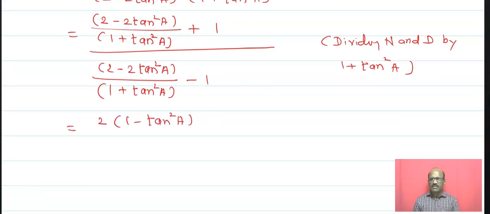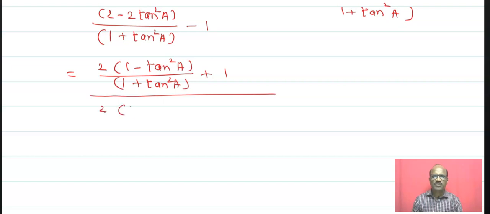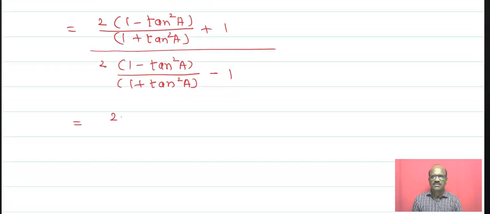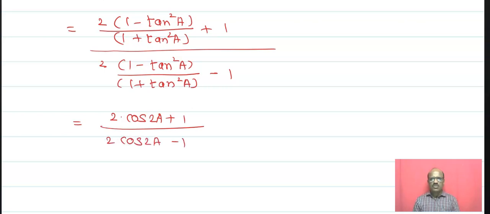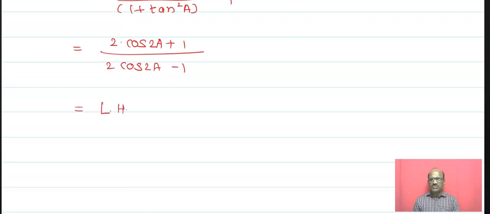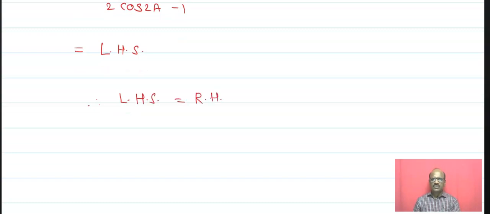Therefore, take 2 as common from the 2 minus 2 tan square a. To the denominator, take 2 as common, 1 minus tan square a upon 1 plus tan square a minus 1. Now what is the value of 1 minus tan square a upon 1 plus tan square a? It is nothing but cos of 2a, plus 1 and 2 cos of 2a minus 1. That is equal to RHS, and hence LHS is equal to RHS. You will need a lot of practice for this type of examples.